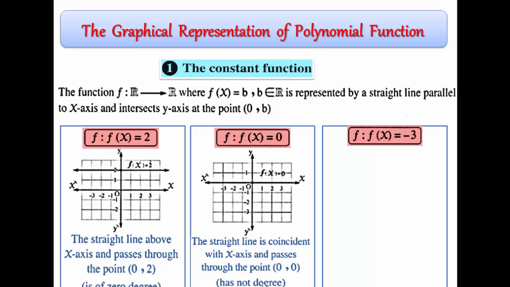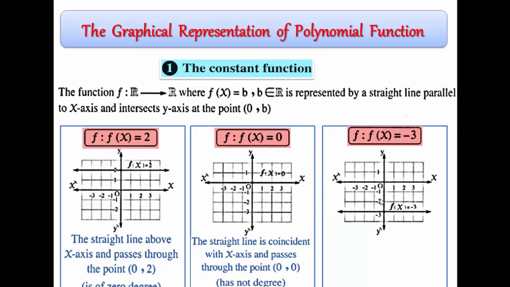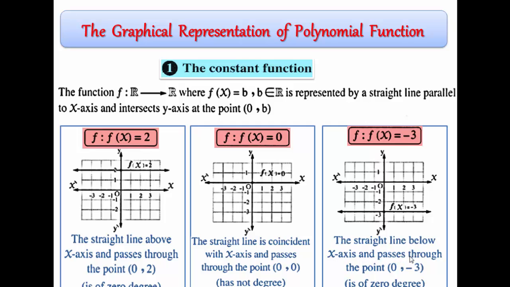The last one, if f of x equals negative 3, as shown, we will draw a straight line parallel to the x-axis and passing through negative 3 on the y-axis. The straight line is below the x-axis and passes through the point (0, negative 3), where 0 means the x-axis and negative 3 the y-axis. It is of 0 degree. Here and here, 0 degree. If we have f of x equals 0, it has no degree.